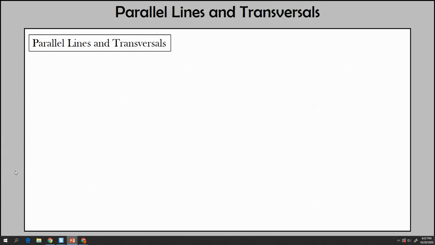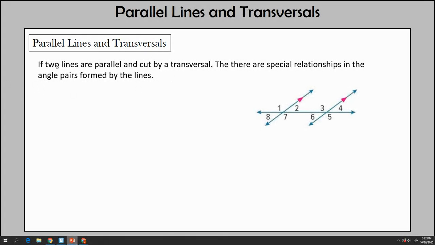Now when we take a pair of parallel lines and cut them by a transversal, we get a unique situation. So when two lines are parallel, notice again that little triangle right there and there. That means this line is parallel to this line. Here's my transversal coming through. So we have several special relationships that occur.